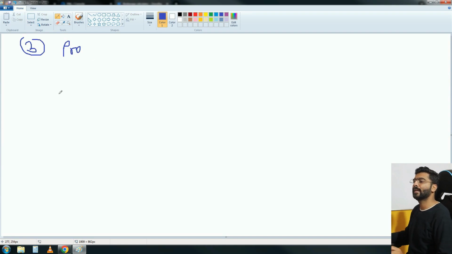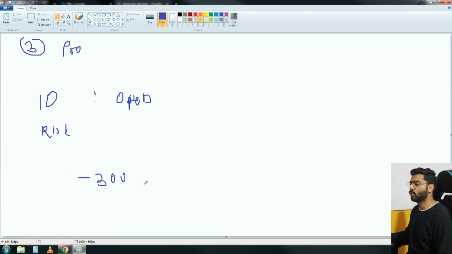What is the pro level? Here basically same thing. 10-point risk. The risk will never change, as I told you, but the reward will be open. Okay, what do I mean by open? See, what happens is, you took a trade here, let's say at 300 rupees. If it goes to 290, you will be hitting your stop loss, right? So 10 points gone, right?